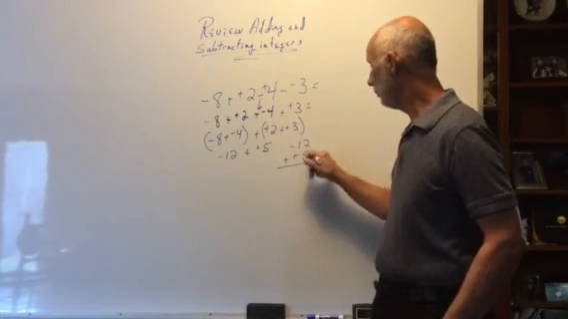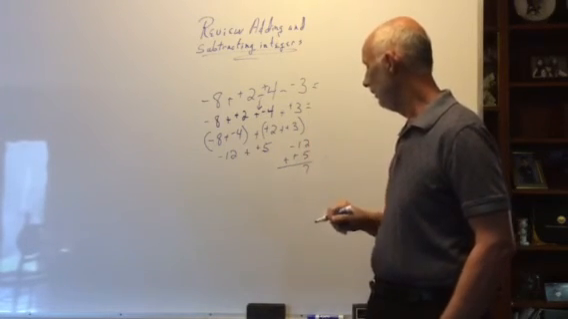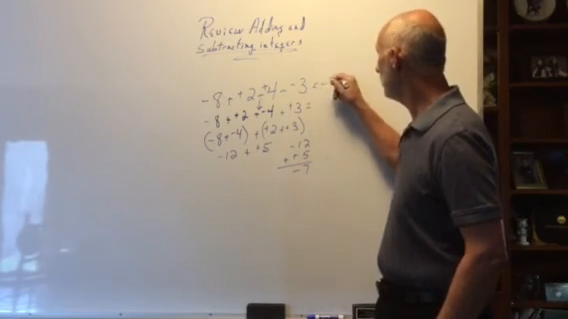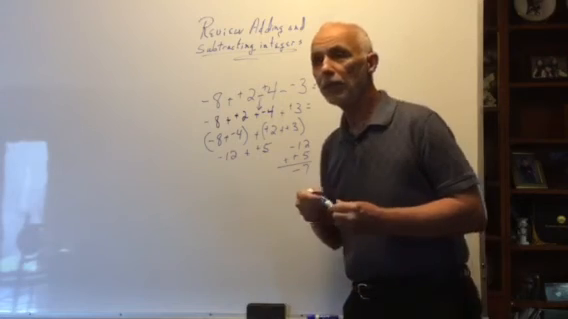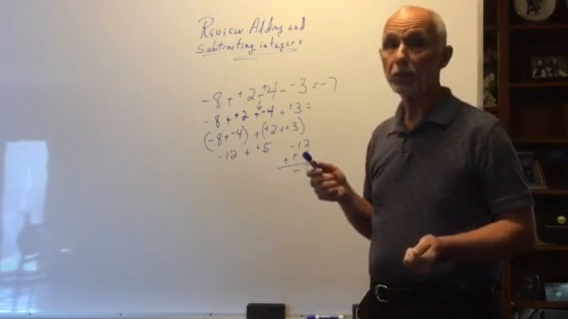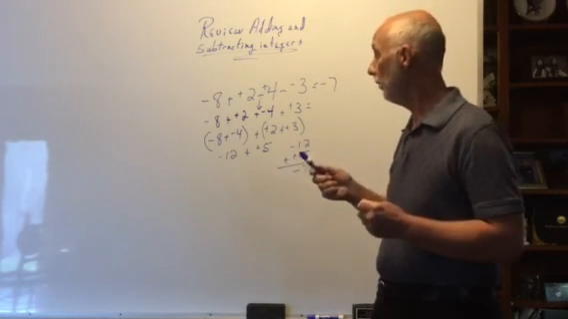Different signs, subtract. 12 minus 5 is 7. Take the sign of the larger amount. The answer is negative, and your answer is a negative 7. Now you don't have to do it the way I'm showing you here. You can do it using the algebraic order of operations and just go left to right.